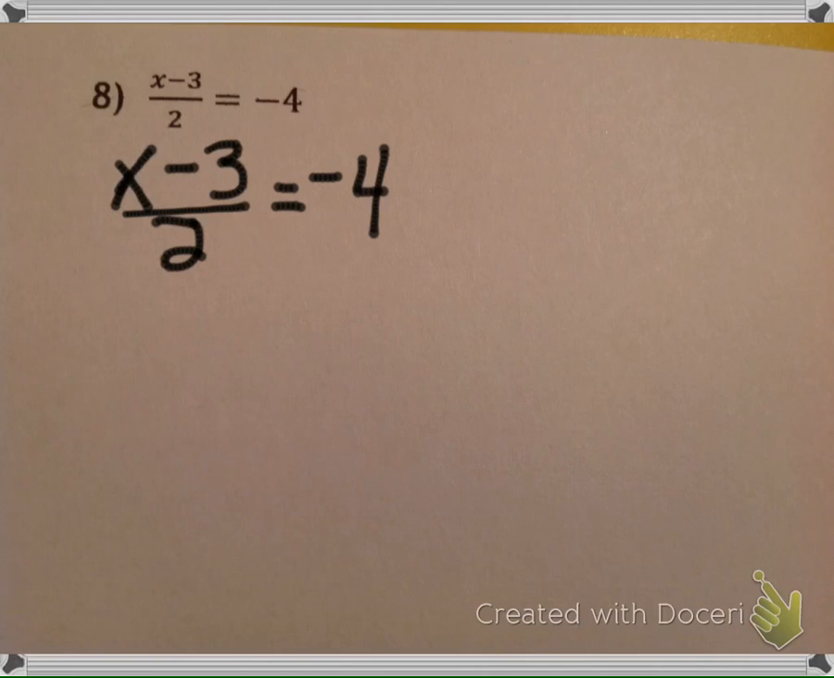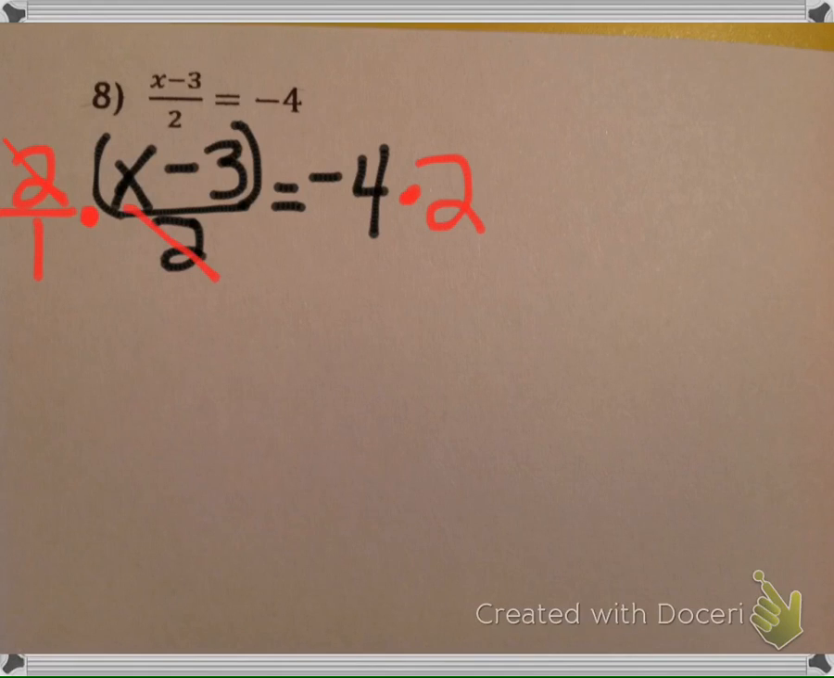Okay, you're going to rewrite the problem. X minus 3 over 2 equals negative 4. So remember, this is in a parenthesis. You're going to do that last. Undo it, I should say last. So first I'm going to get rid of the divide by 2. In order to get rid of a divide by 2, the inverse would be to multiply by 2. Whatever you do to one side, you have to do to the other.